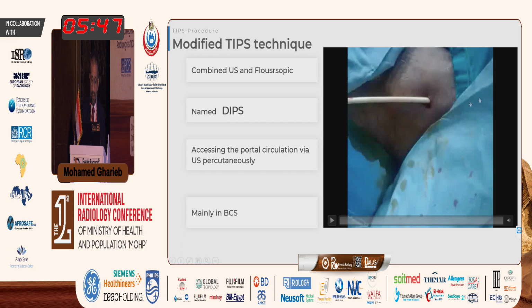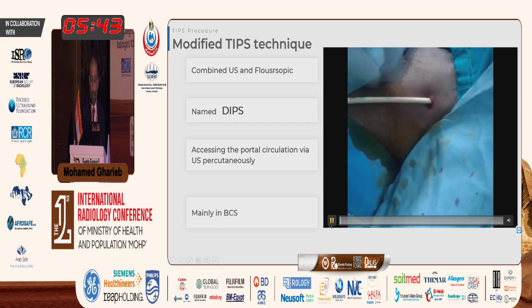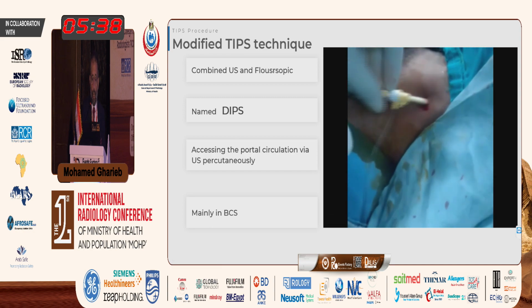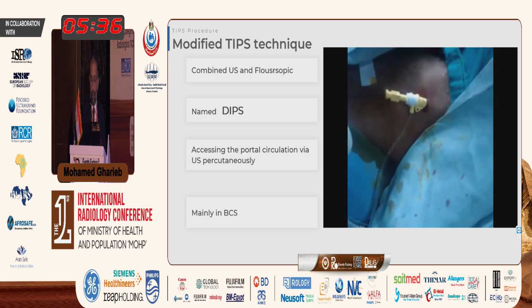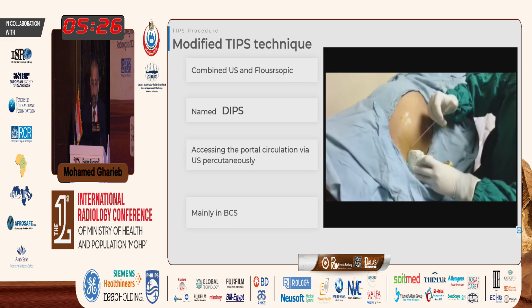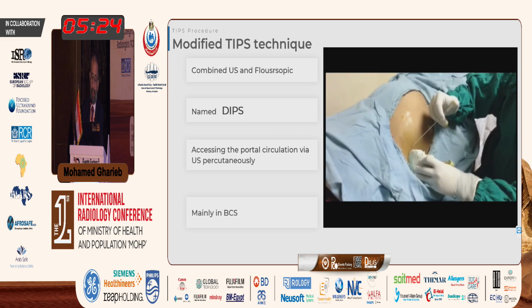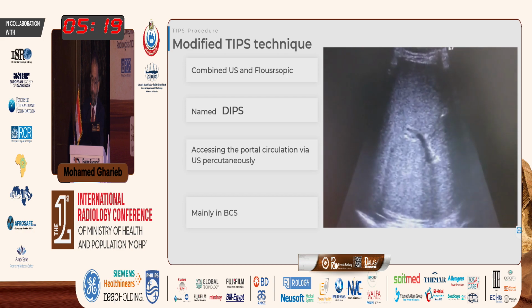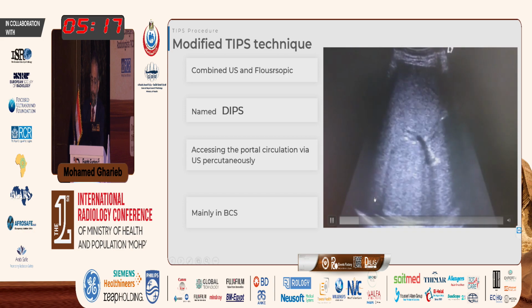We put a sheath in the jugular vein, and then we introduce the sheath down to the IVC and put a snare or a Dormia or a guide wire inside the IVC. And then, using ultrasound, this is the most important step of this technique. We puncture simultaneously the portal vein and the IVC.